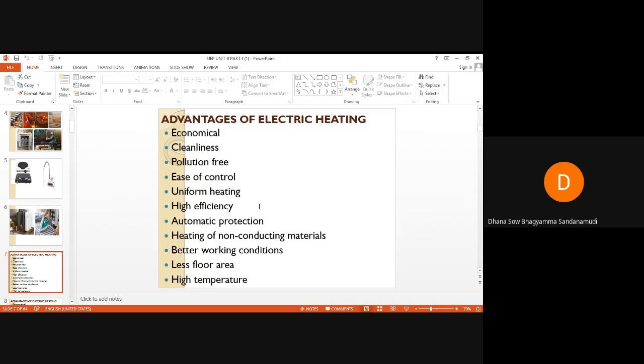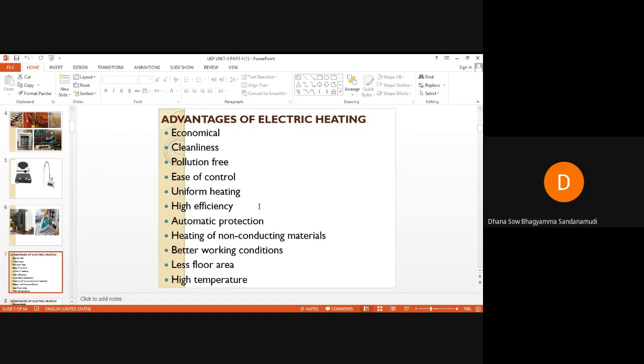Next, better working conditions can be obtained. No irritating noise is produced in electric heating, and radiating losses are also low in the electric heater. That's why it provides better working conditions. It also occupies very little floor area, because it is compact in size. You can make it as compact as required depending on our requirement.